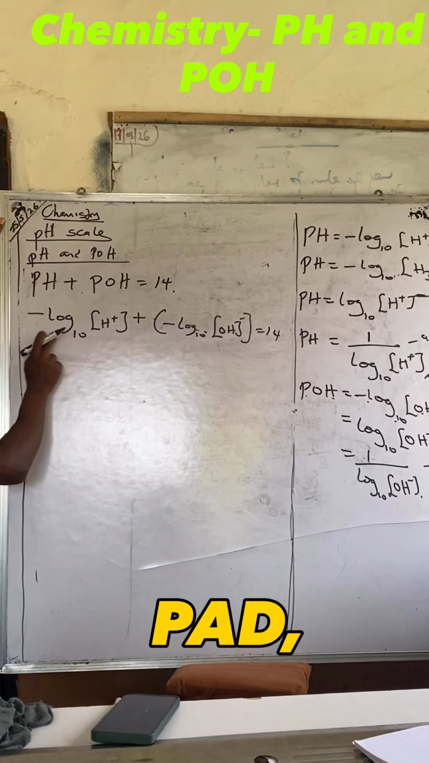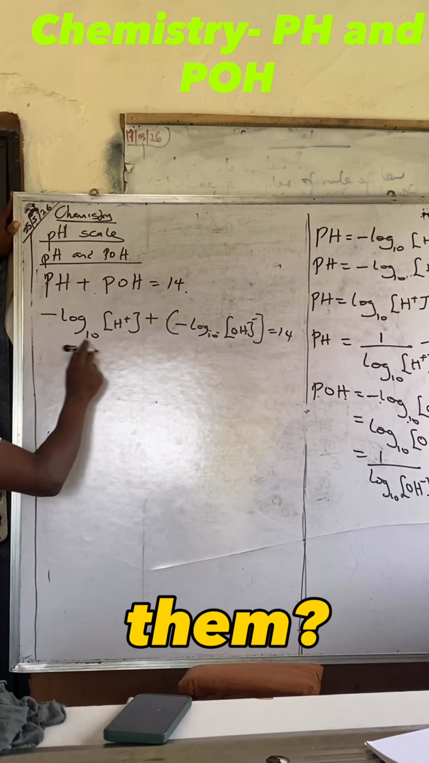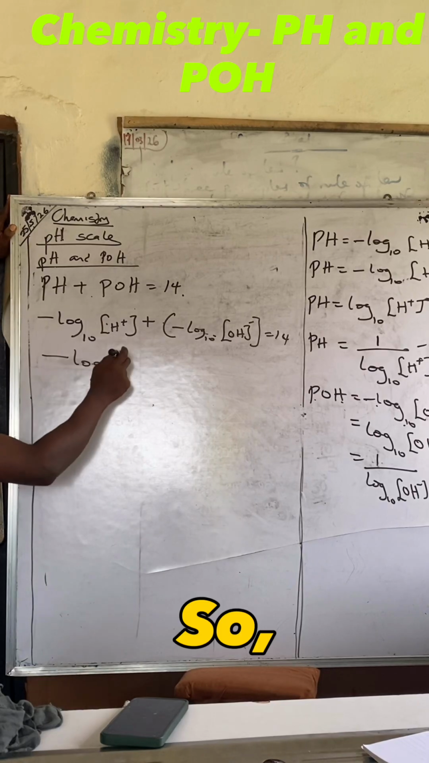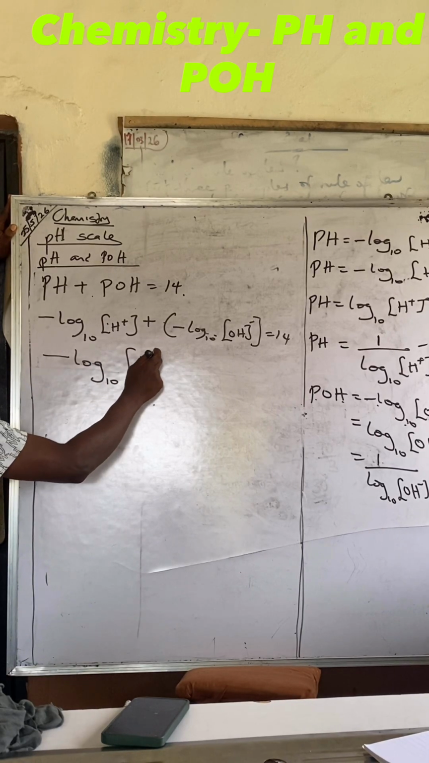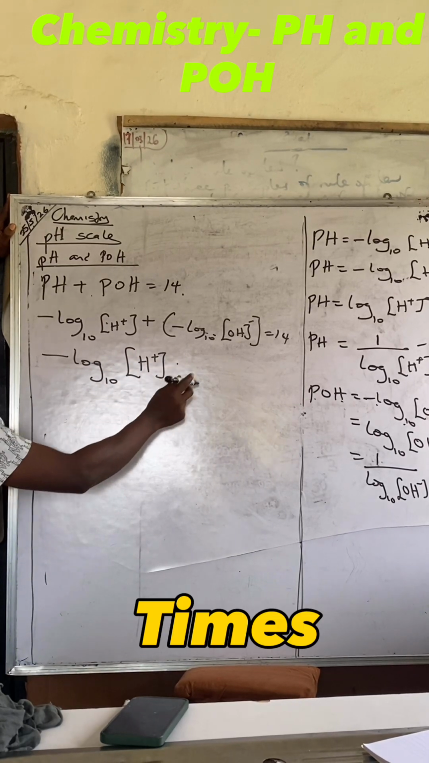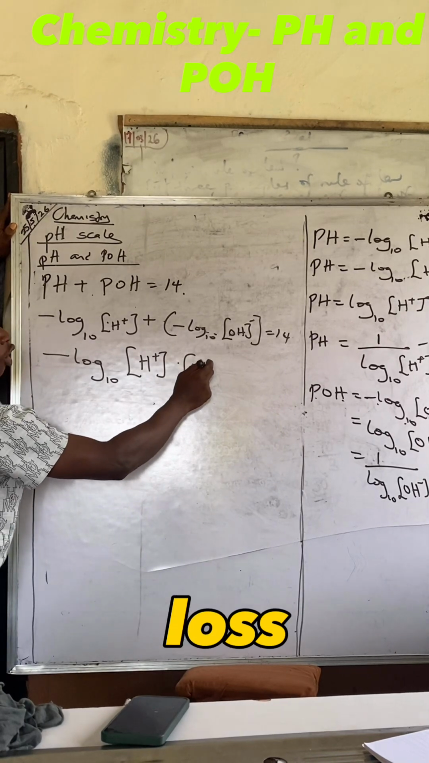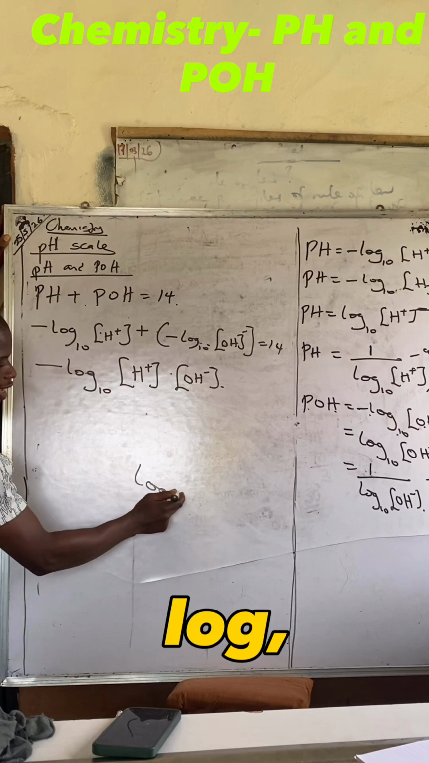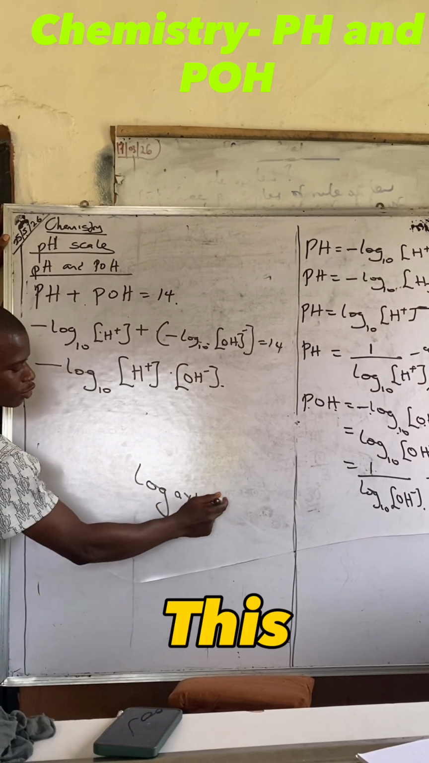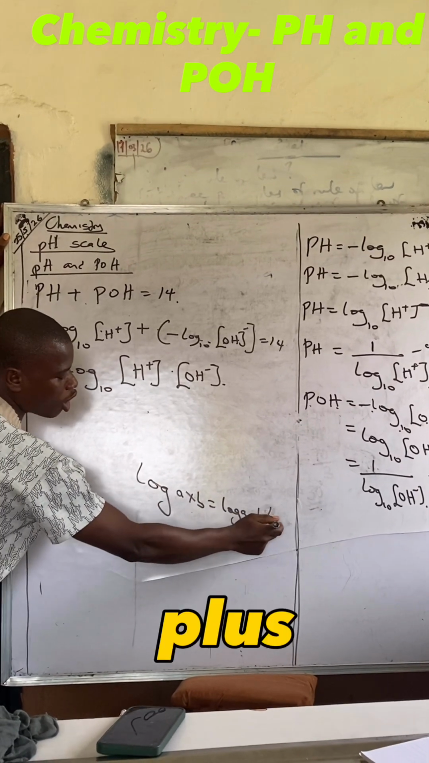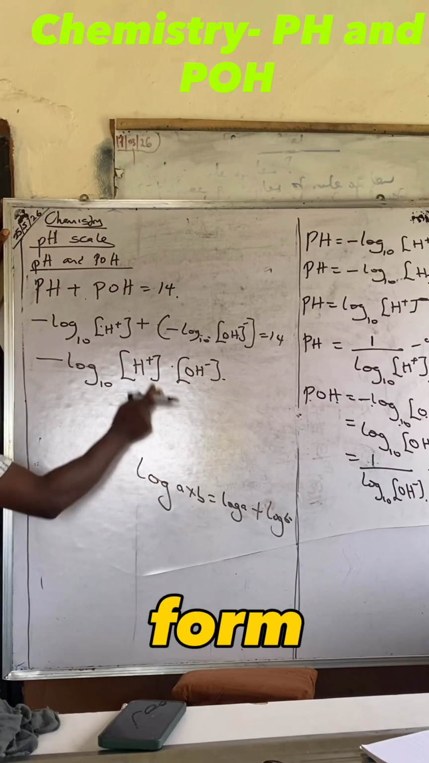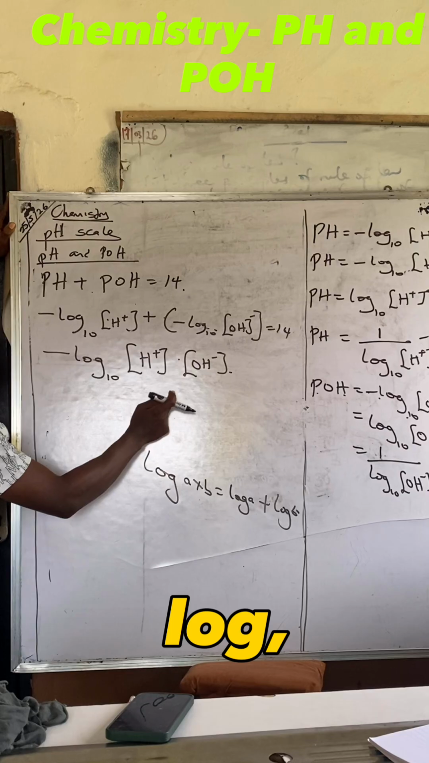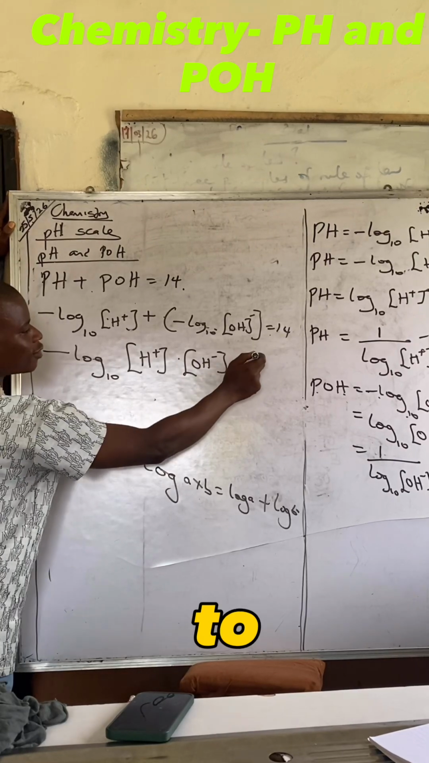So this is for pH, this is for pOH. What is common between them? Minus log 10 is common. So this place is H plus times OH minus. This is the law of logarithm. Why is it something like this? Log A times B means log A plus log B in a separate form. This is separate, but you can bring them together, picking one log, then you multiply them, and it equals 14.